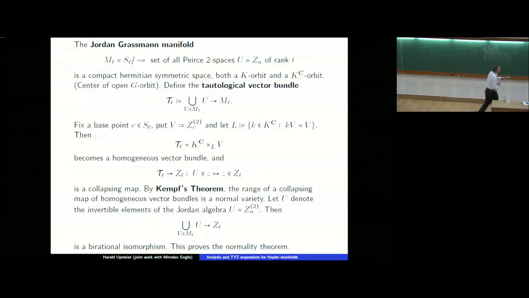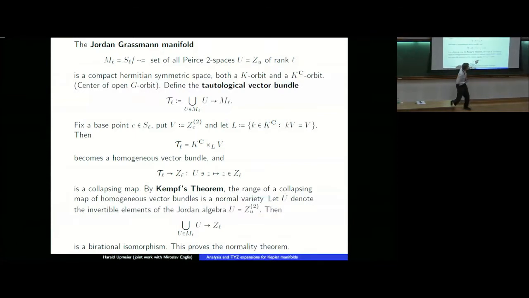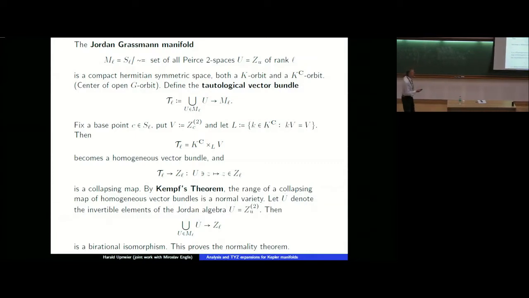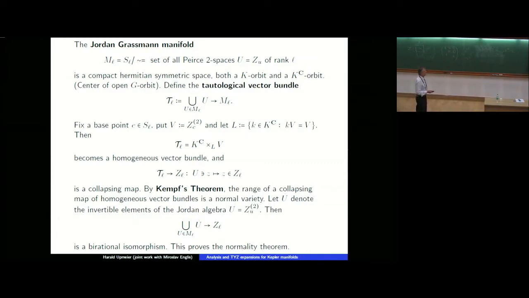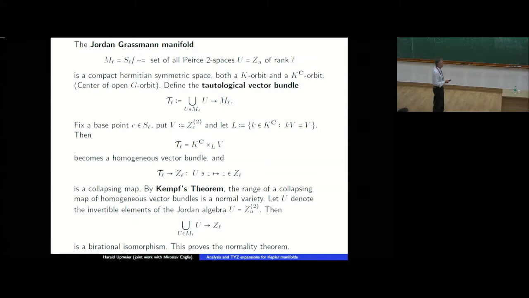I think there is a little circle missing here. This is the interior. This must be the interior. So I'm sorry, this is missing. So it has only rational singularities. That is the proof of the first theorem.